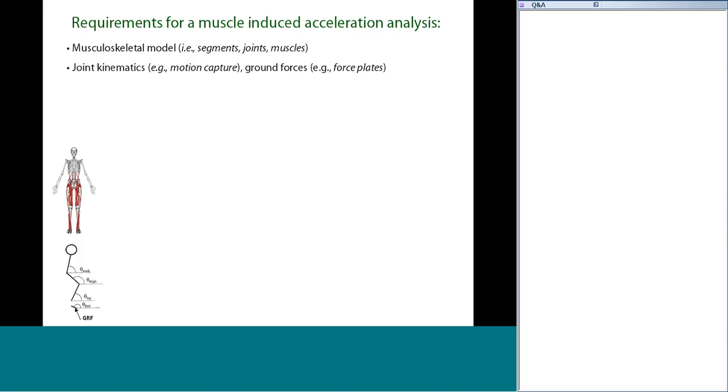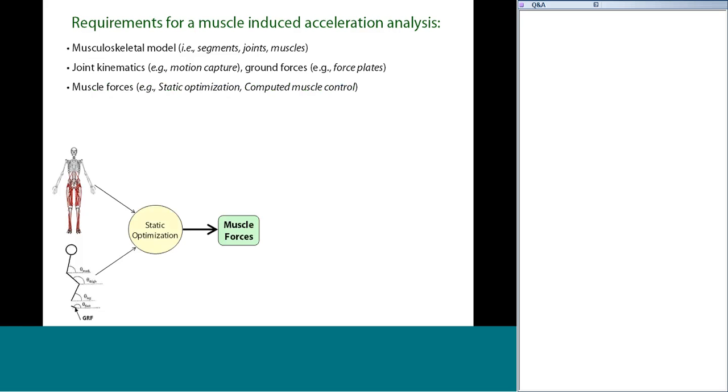And with this data, you can actually calculate muscle forces. OpenSim provides several algorithms that can be used to calculate muscle forces, such as static optimization and computed muscle control. Now we're going to deal with static optimization. It's the simplest method for calculating muscle forces.